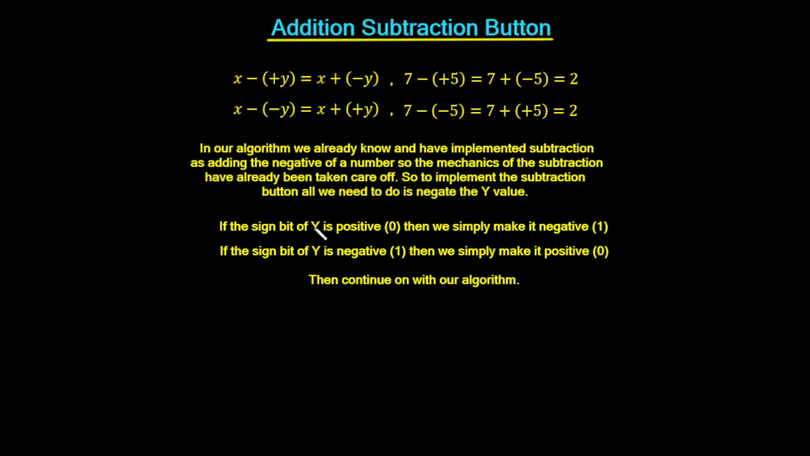So if the sign bit of y is positive, that is, it's a 0, then all we need to do is simply make it negative, that is, we negate it whenever we do the subtraction. If the sign bit for y is negative, that is a value of 1, then we have to simply negate it in order to make it a positive value whenever we're subtracting. So this one here is the top case, and this one here is the bottom case. And then we just continue on with the algorithm. So it's best seen by example.